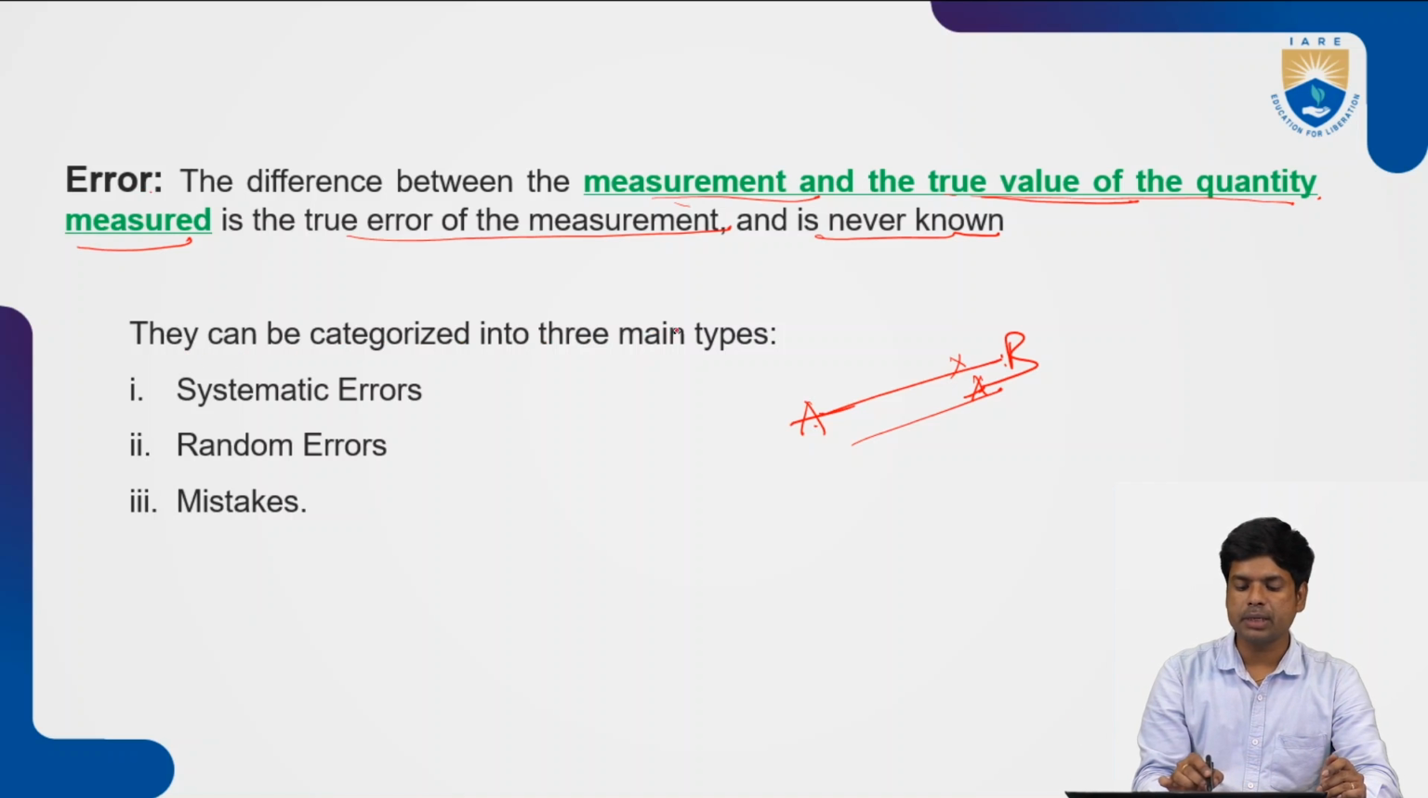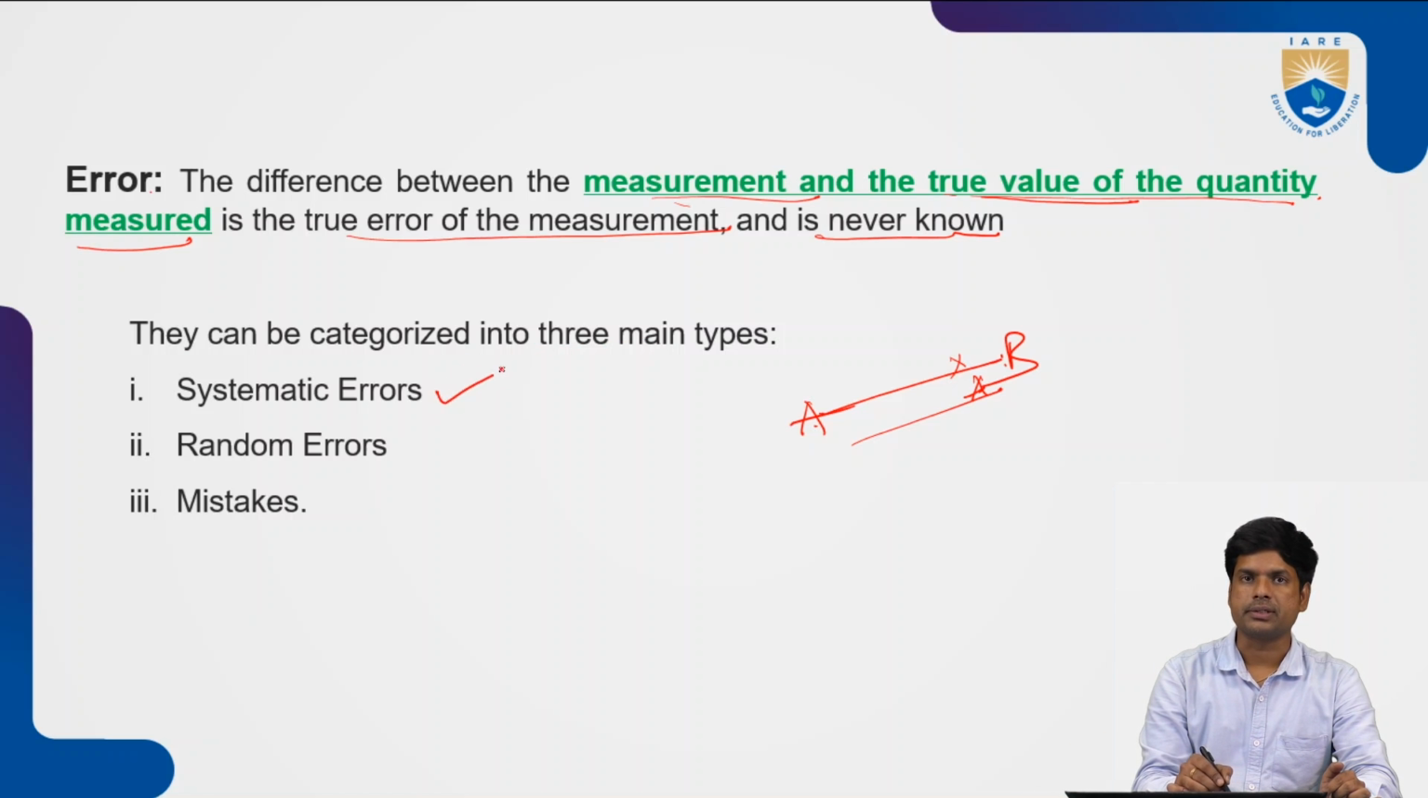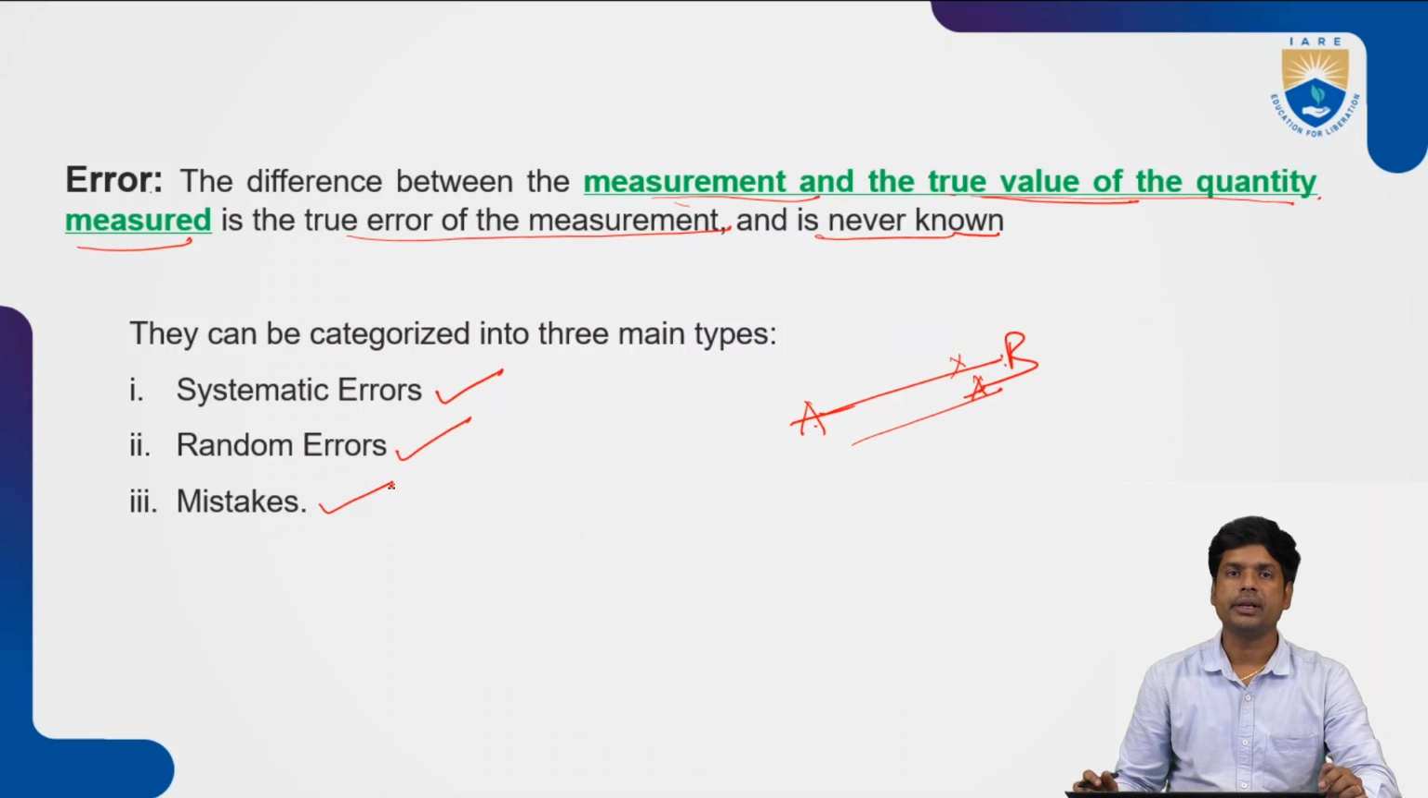And these errors can be categorized into the following forms. The first one is systematic errors. The second one is random errors. Third one is mistakes. These are the common error types.